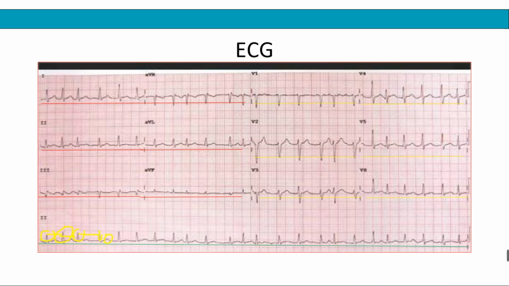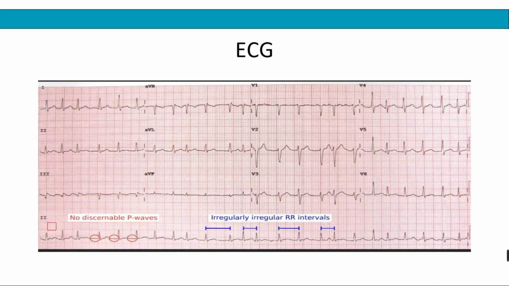Now, the heart rate: the method you use to calculate the heart rate depends on whether the rhythm is regular or not. There are about 3 different ways of determining the heart rate if it's regular. This is just a recap of the things I've already underlined there. There are no discernible P waves, and your RR interval is also irregular.